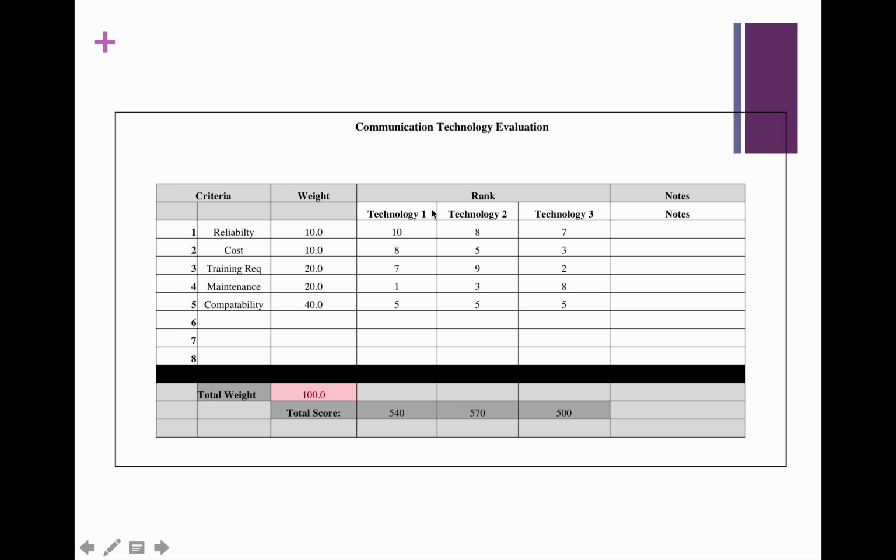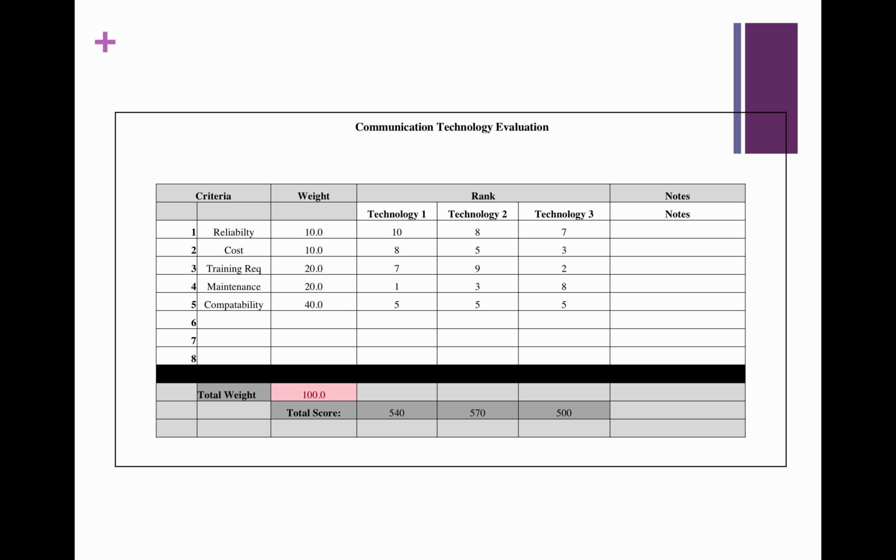So basically, in a very generic sense, we've determined a problem. The first thing you want to do is determine your evaluation criteria, which is under the criteria column. For this example, I picked 5: reliability, cost, training requirements, maintenance, and compatibility. You can pick as many or as few as you want. But you really should pick the categories that are important to you or important to the problem.